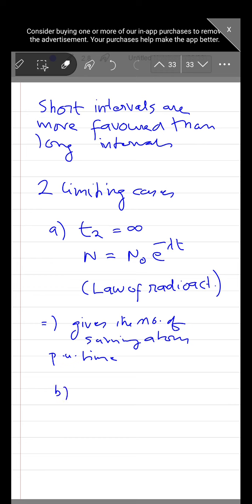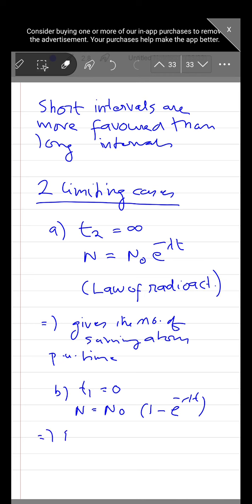And the second limiting case is when the starting point, that means t1, is equal to 0, then you can have n is equal to n0 into 1 minus e to the power minus lambda t. This is for radioactive decays. This gives the number of decays in the time interval 0 and t.